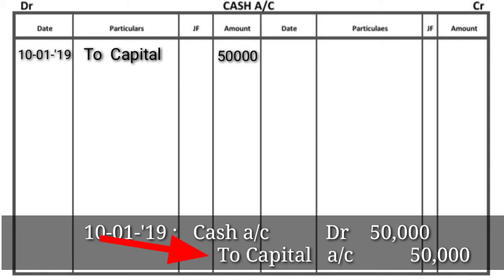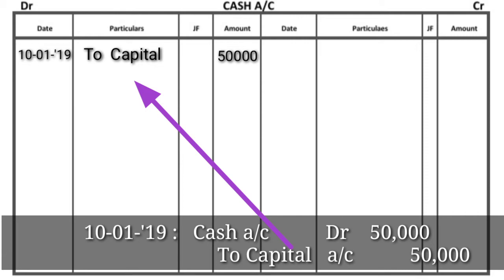That's all. Remember that we will not write the same account name in this account. That means we will not write cash account in this account. We will write the opposite name. We are preparing the cash account, so the opposite name is capital. That capital we write here in the debit side.